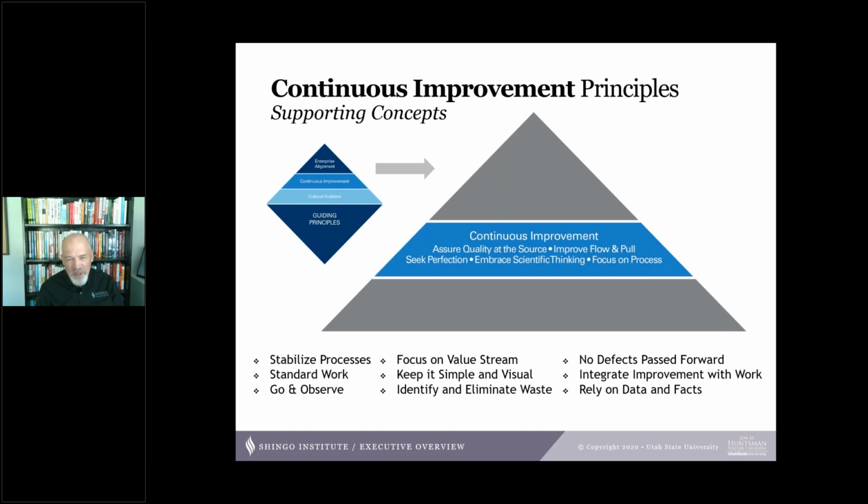But there is no substitute for seeing the problem. Even if you're seeing it live or you're seeing it virtually, you still have to see the problem to understand it. And so I want to make sure that you understand, we're a fan of go and observe even when you can't do it physically.